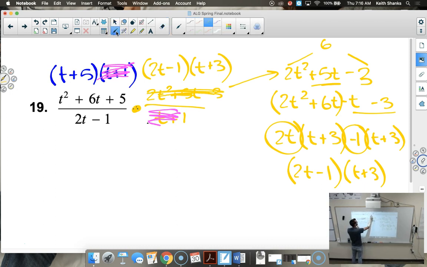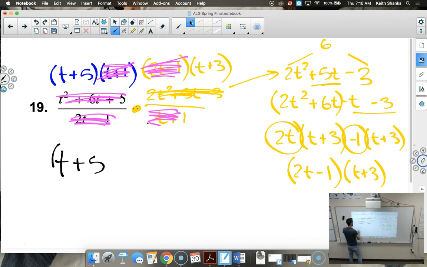All of a sudden, this thing, the 2t minus 1, and this thing are going to go away. I've got nothing left in my denominator. All that's left on the top are these two guys, t plus 5 and t minus 5. So a whole lot of work, but it simplified a lot.